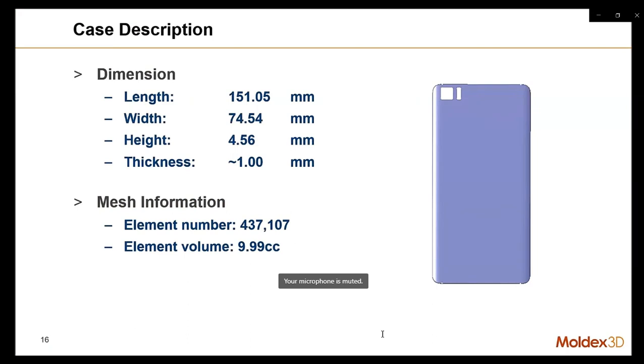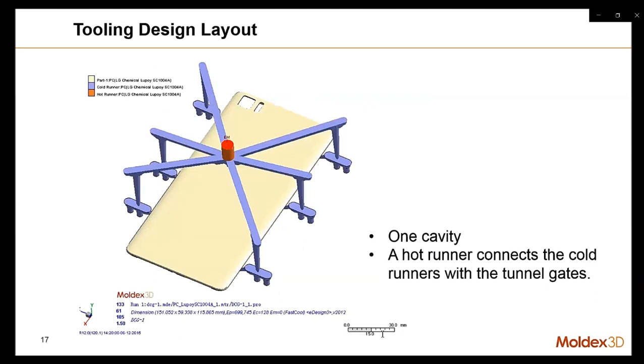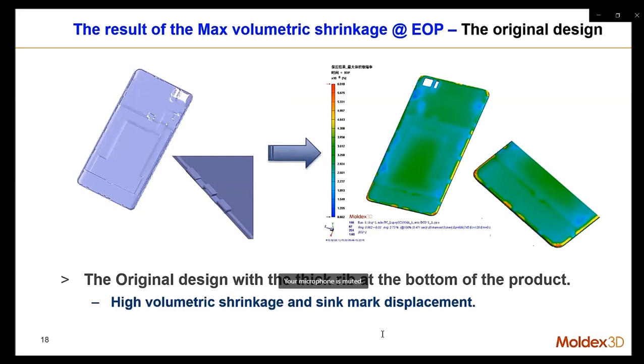The product here is a cell phone case. Here is the dimension of this cell phone case. And here is the tooling design of this cell phone case. We have a hot runner, and the hot runner connects with a cold runner system with 6 runners. Here is the detailed geometry of the cell phone case. You can see on the bottom area of this cell phone case, in this area we have a snap fit joint design.